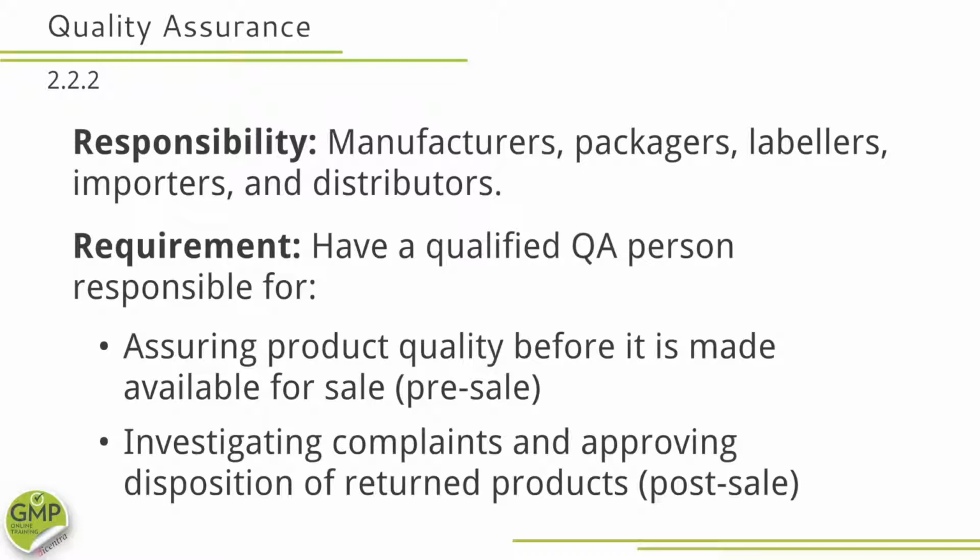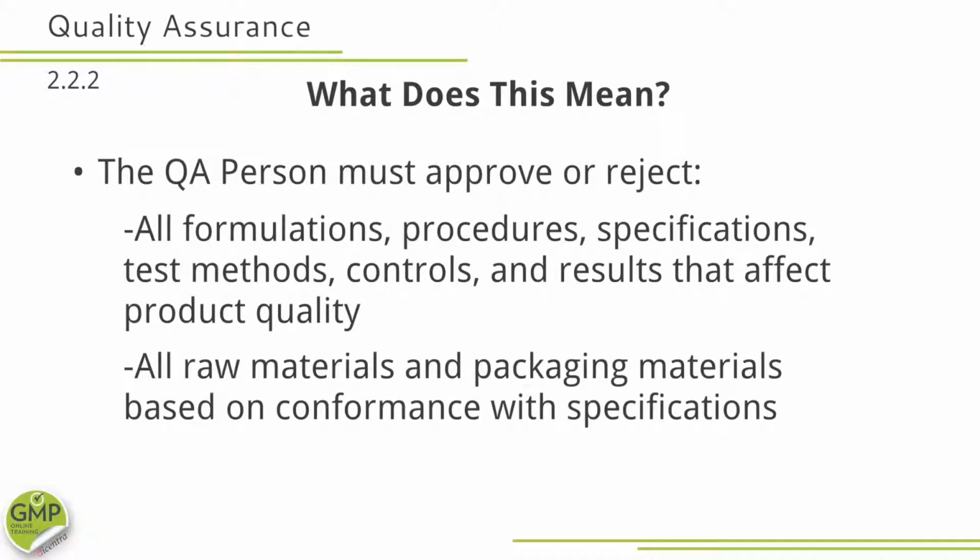A lot of companies still do not fully understand the role of QA. Therefore, it's important to have these duties laid out clearly in the job description. What exactly is the role of QA? The QA person must approve or reject all formulations, procedures, specifications, test methods, controls, and results that affect product quality. They must approve or reject the use of all raw materials or packaging materials based on conformance with specifications.